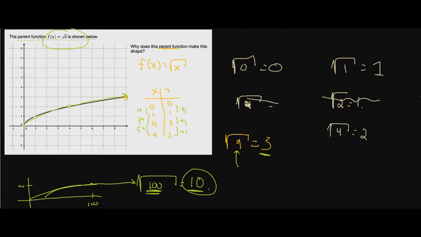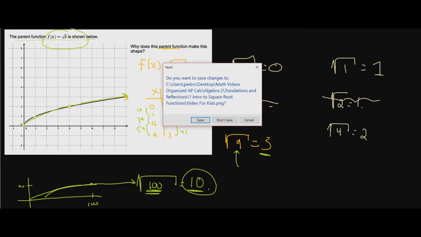Okay, hopefully that helps you to understand the square root parent function and why it makes the shape that it does. Take care.